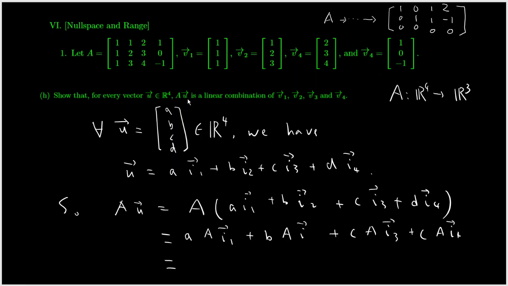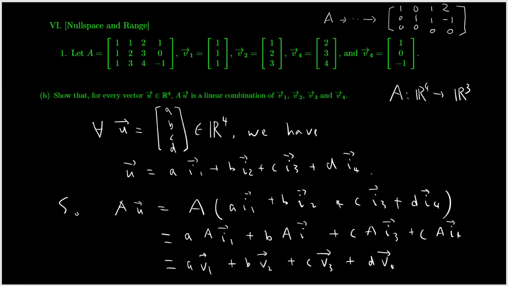Okay, so what's the final answer? I want to remind you A I1 is actually the first column, right? It's a V1. V1 has all the components in the first column, and then plus b V2. V2 has all the components in the second column, and then c V3. V3 has all the components in the third column, and then d V4. Right. You can follow me, right?